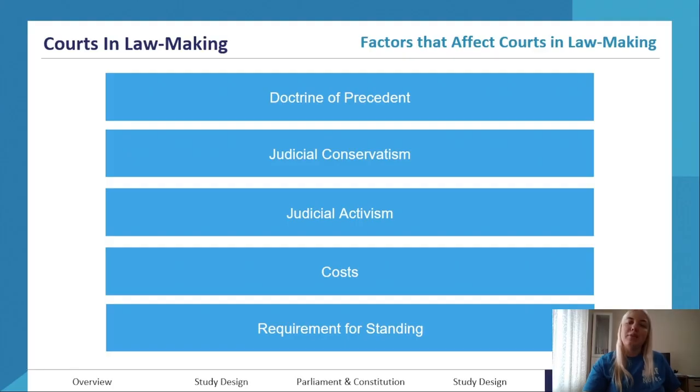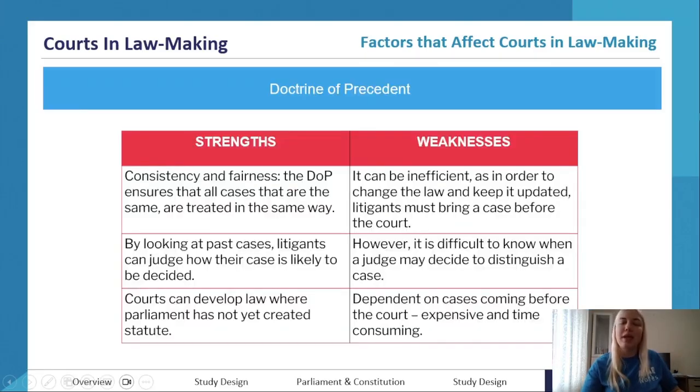Okay, now the next thing that we need to know is the factors that affect courts in lawmaking. So these include the doctrine of precedent, obviously being restricted, having to follow it, having to abide by it if it's already existing, which we already talked about. Different approaches to actually being a judge, so either the conservative approach or the activist approach. Cost and requirement for standing. So look at each one and we'll look at the strengths and weaknesses.